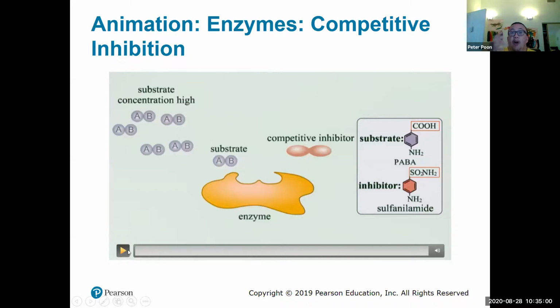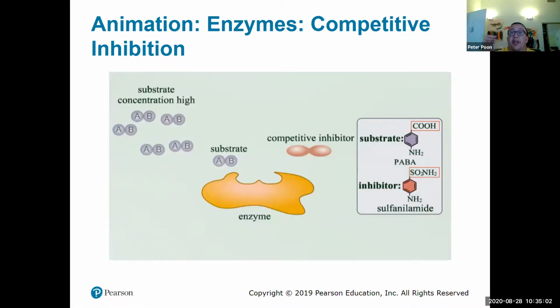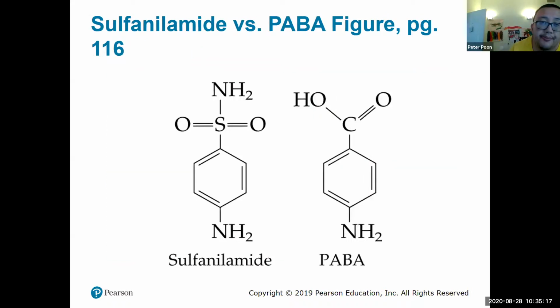So for a competitive inhibitor, you can outcompete it. To outcompete it, all you have to do is add more substrate. For competitive inhibition, all I have to do is add more substrate to overcome it.